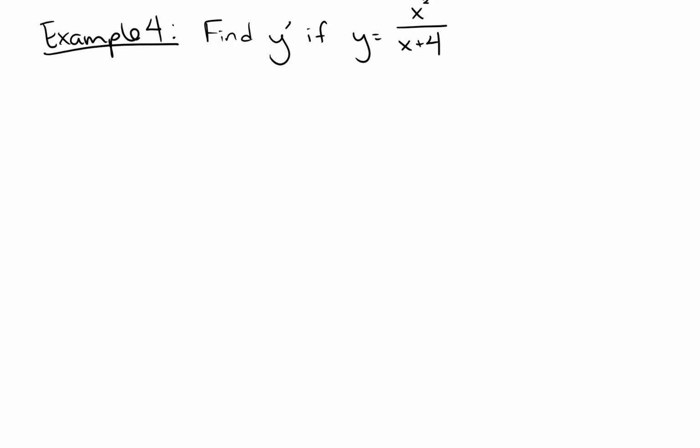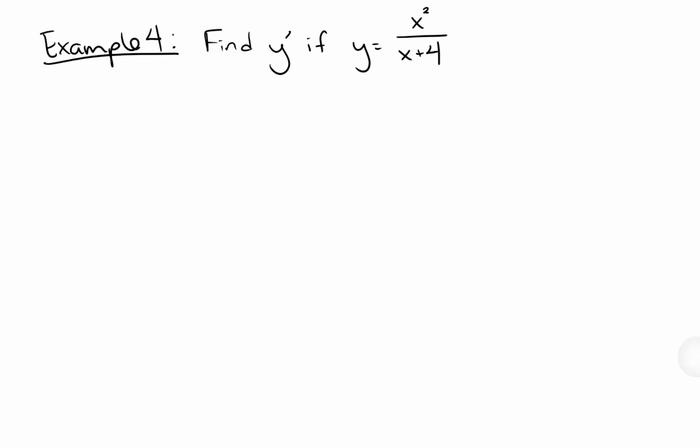All right, for this example, we're going to find y prime if y equals x squared divided by x plus 4. So you're going to hear me saying low and high. So a little reminder, this is the high, this is the low, because it's the higher part of the fraction and the lower part of that fraction.